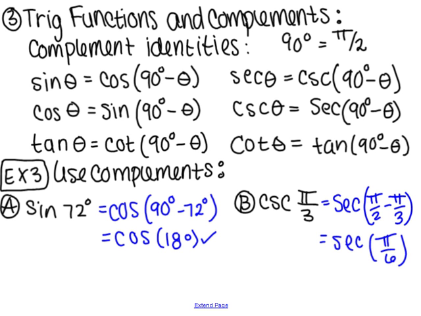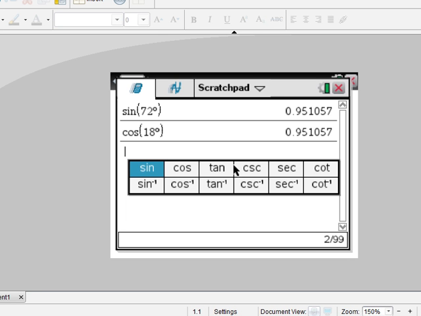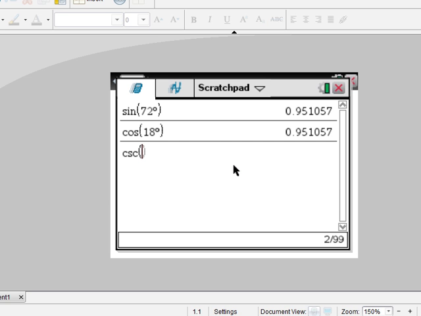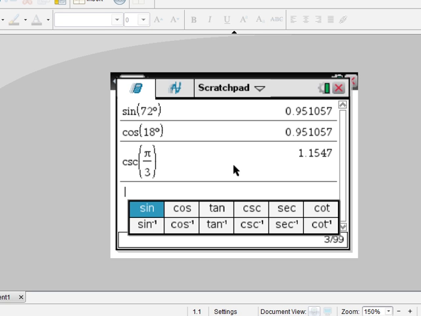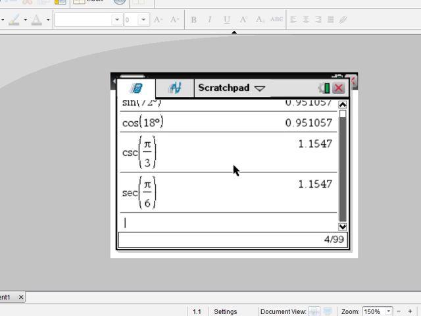If we want to check our answer on the calculator, once again we can. So we're going to do cosecant pi over 3 first, and then secant pi over 6. So trig, cosecant, pi over 3. Now let's try secant pi over 6. Secant, pi over 6. And we see that the two values are the same, so I know my answer is correct.